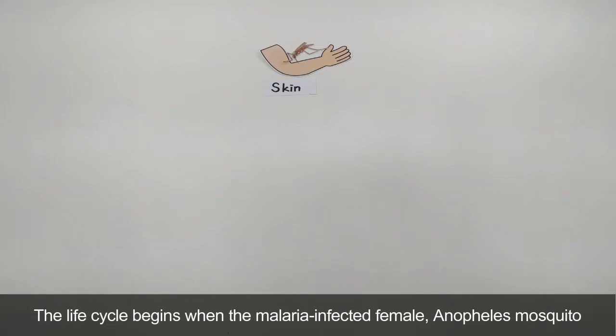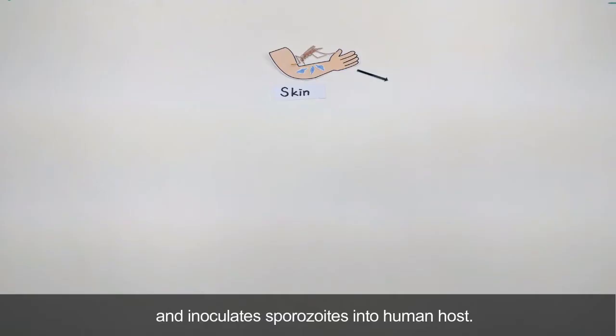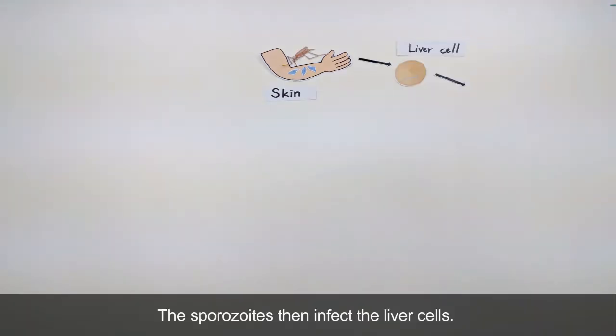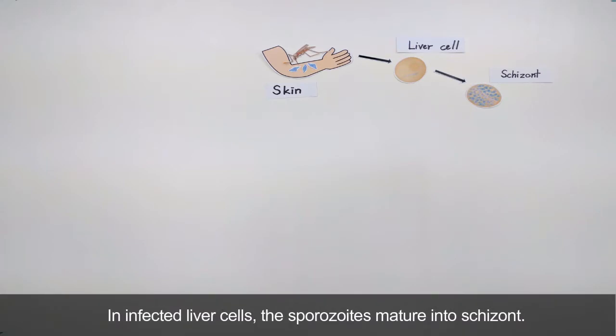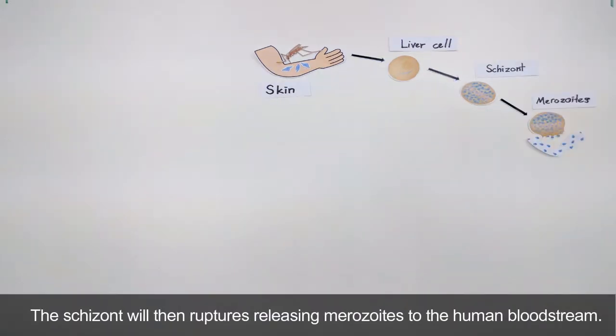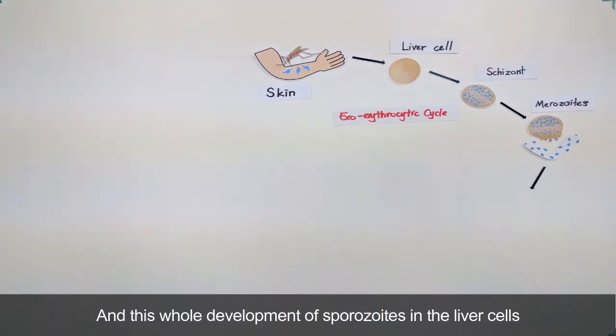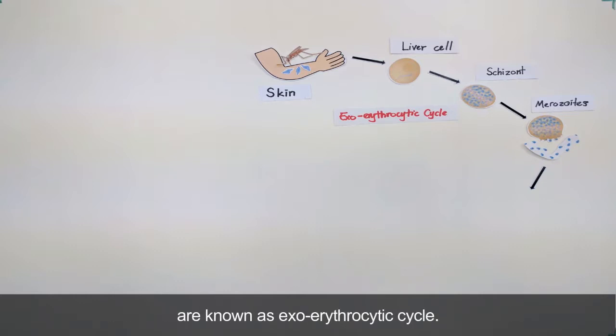The life cycle begins when the malaria-infected female Anopheles mosquito takes a blood meal and inoculates sporozoites into the human host. The sporozoites then infect the liver cells. In infected liver cells, the sporozoites mature into schizonts. The schizonts will then rupture, releasing merozoites into the human bloodstream. This whole development of sporozoites in the liver cells is known as the exoerythrocytic cycle.